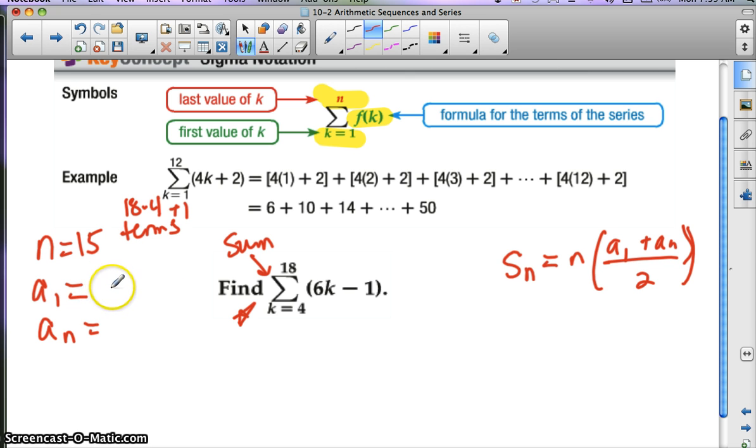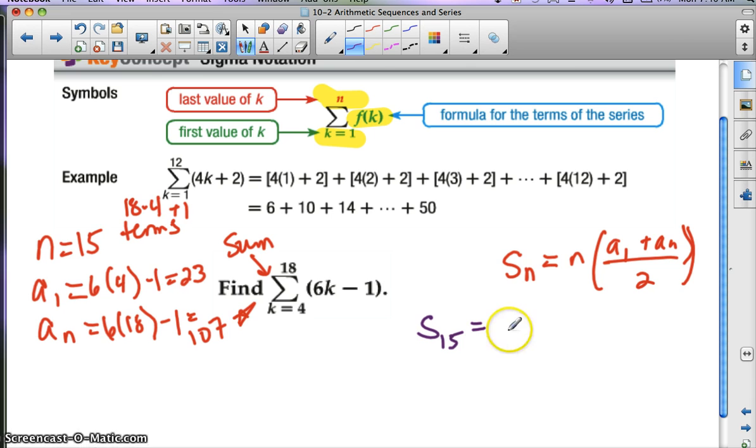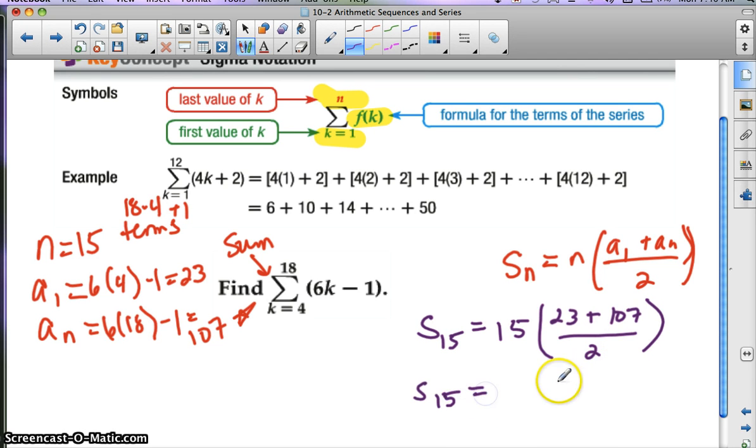So a sub 1: if we plug in 4, what are we going to get? 6 times 4 minus 1 is going to be 23. And then our last term, with 18, we take 6 times 18 minus 1, what do we get? 107. So now we can figure this out. S sub 15 equals 15 times (23 plus 107) over 2. And what do we get? 975. That's what you should have got.